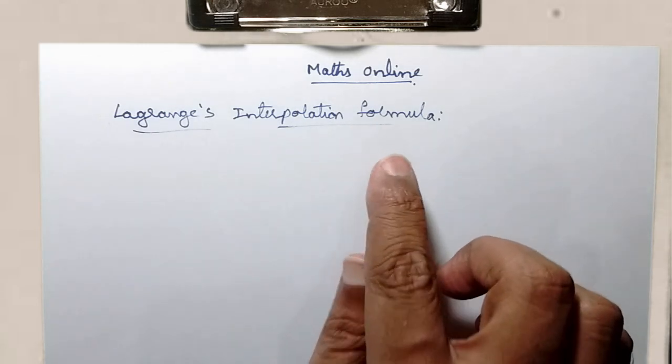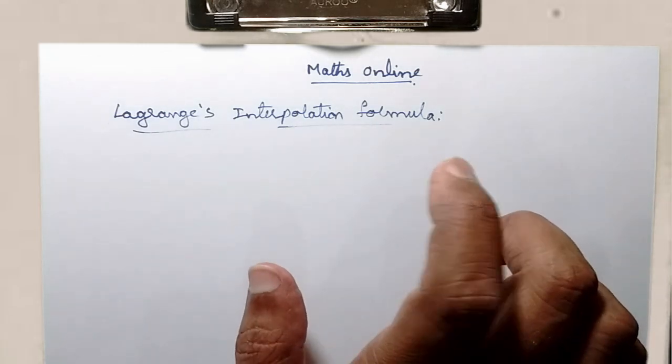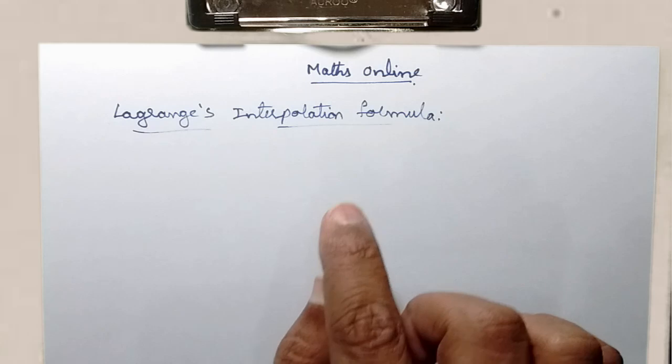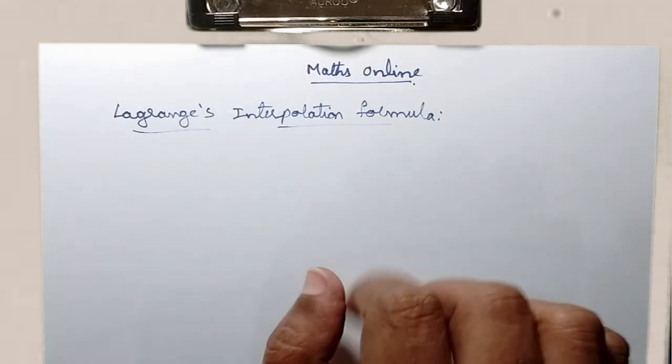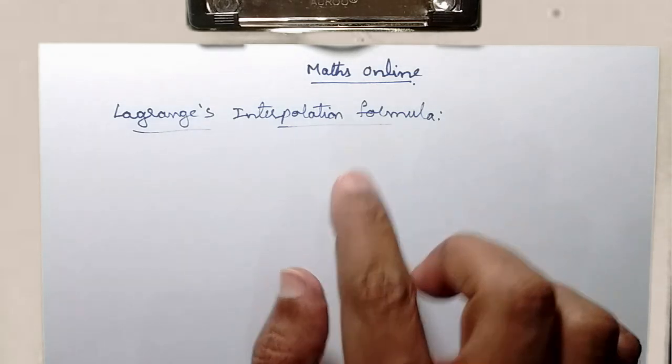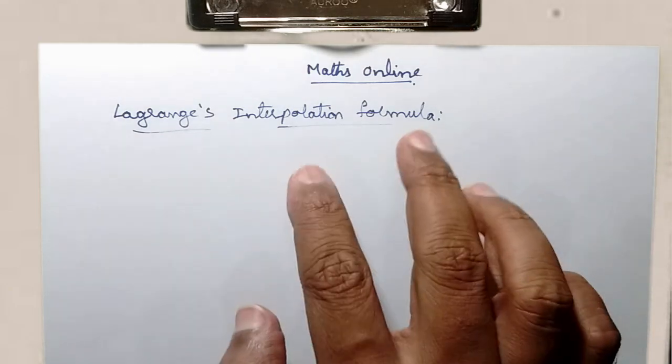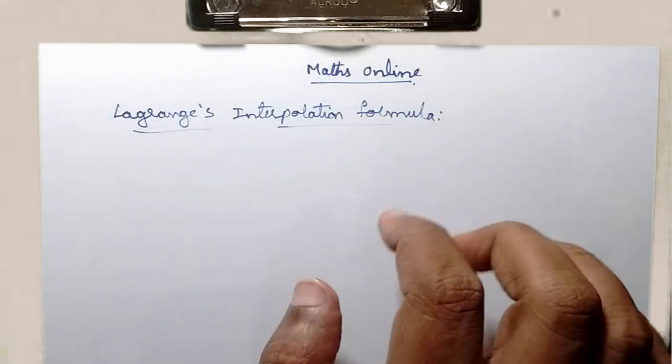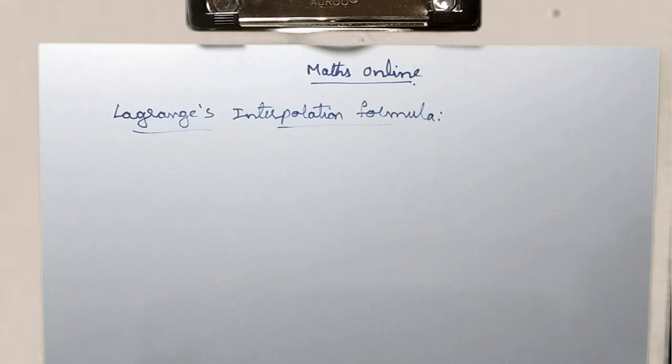This is the second part of the Lagrange interpolation formula. In the previous video, we have seen the formula for Lagrange interpolation, and then we have also solved a few problems on Lagrange interpolation. Now we'll continue with a few more problems.